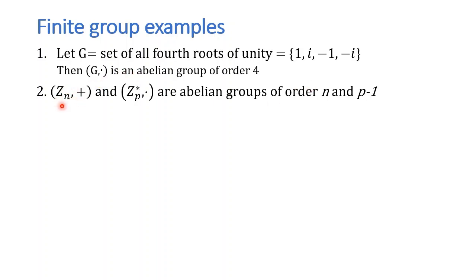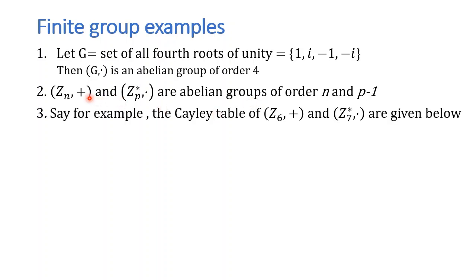Zn, plus, that is integers modulo n. This plus represents addition modulo n. So this is an abelian group of order n. And Zp star: we may note that Zn star is not a group at all. It will become a group only when the suffix p is a prime number. So Zp star, dot, is also an abelian group of order p minus 1.